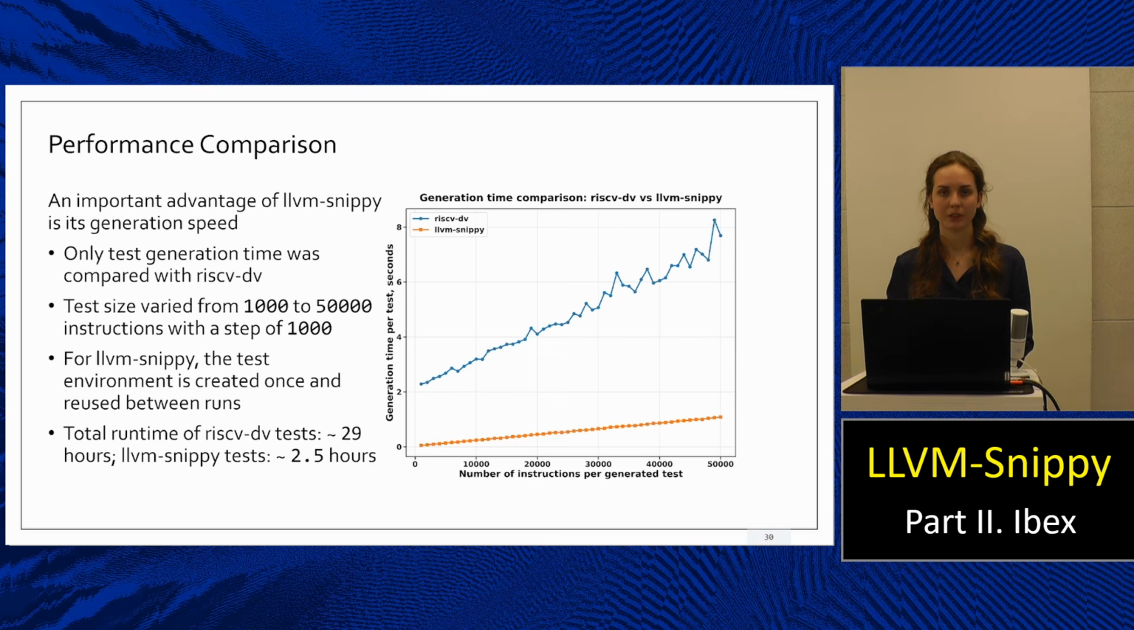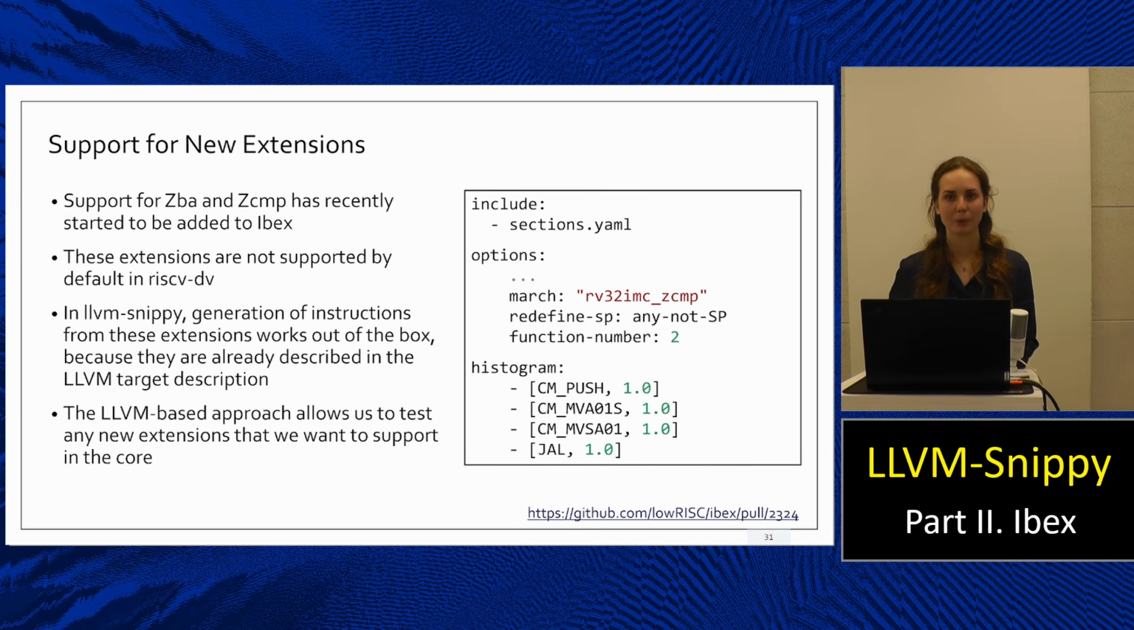Another data point: the riscv-dv tests took about 29 hours single-threaded, while LLVM-snippy tests took about 2.5 hours. So LLVM-snippy is useful not only as a source of new scenarios, but also as a faster option for regular unprivileged ISA coverage runs. One more practical advantage is support for new extensions.